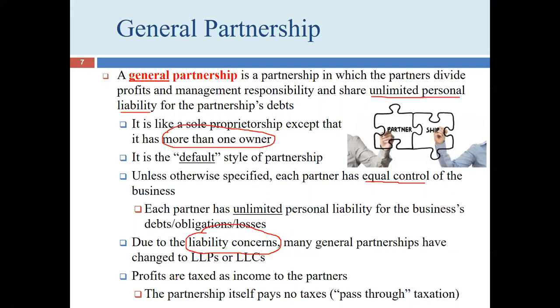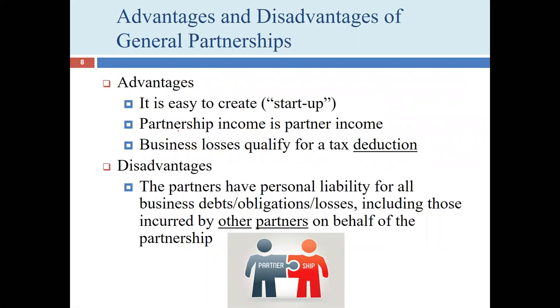A good thing about general partnerships, and this is again similar to the sole proprietorship, is the pass-through taxation status. The partnership itself pays no taxes. The profits are passed through to the partners themselves. So here we have the advantages and disadvantages, and you'll see that it tracks very closely with sole proprietorship, because basically it is a sole proprietorship just with more than one owner. It's easy to create. It's a little bit harder than a sole proprietorship because you do have to work something out between your partners. Then we have some additional tax benefits, where business losses can qualify for tax deduction. But the big disadvantage is going to be that unlimited personal liability.